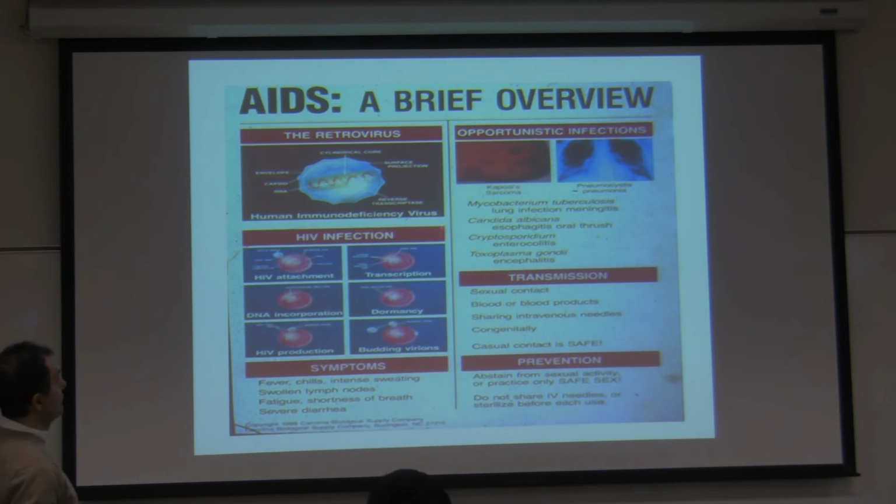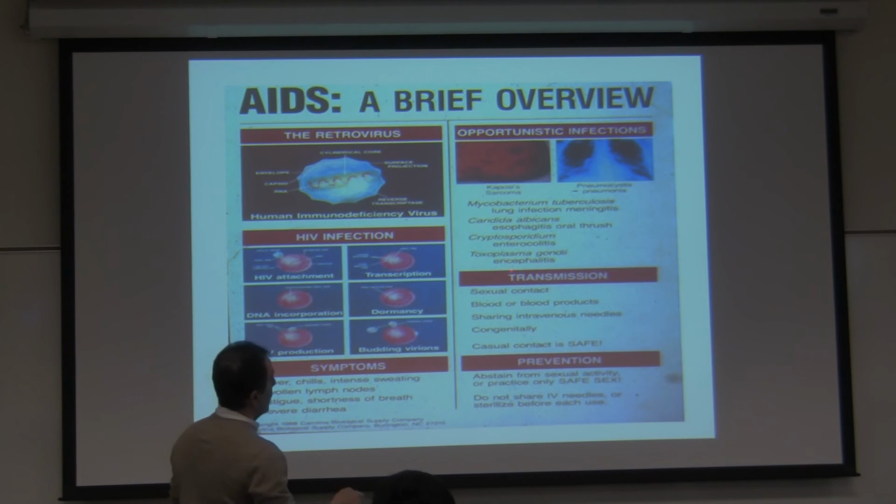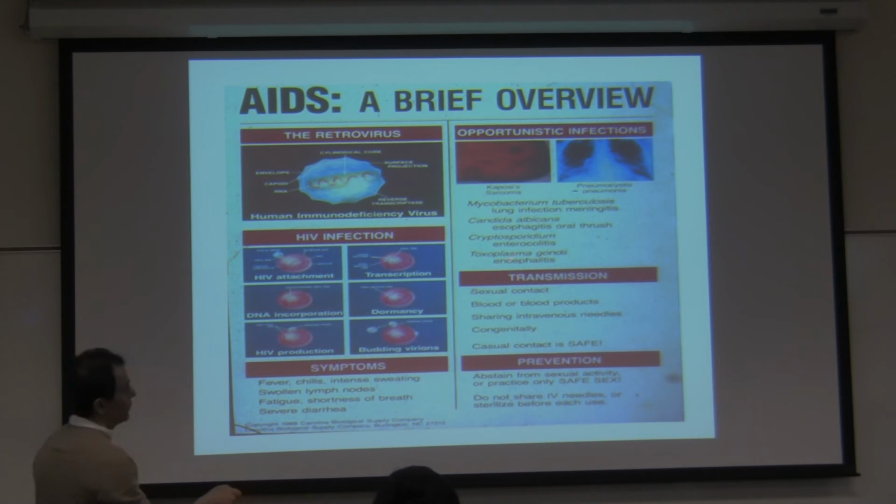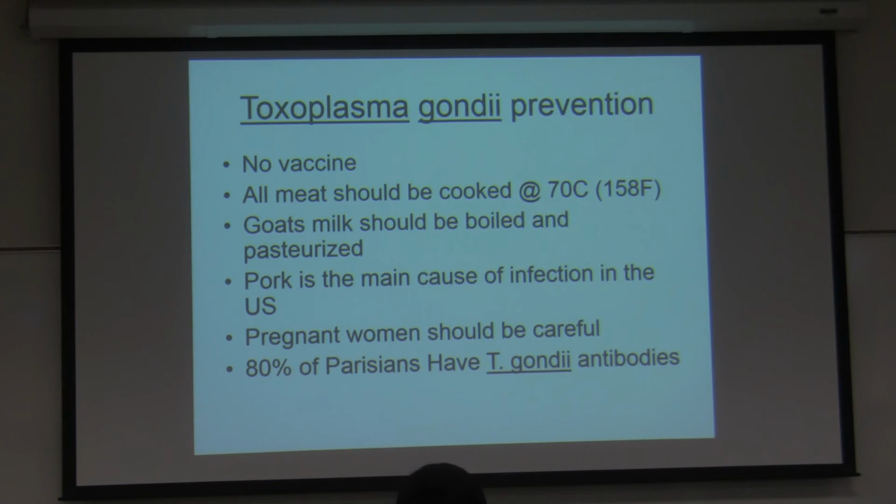Here's a list of the organisms that can cause infections in AIDS patients, a few of them. If you look at it, Toxoplasma gondii is one of them. Do not worry about that slide too much. It talks about HIV in a little bit.